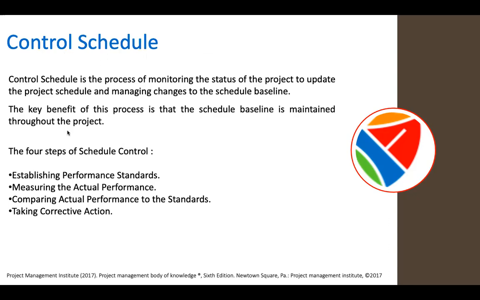Next is control schedule. Control schedule is the process of monitoring the status of the project to update the project schedule and managing changes to the schedule baseline. The key benefit of the process is that the schedule baseline is maintained throughout the project. The 4 steps of schedule control are establishing a performance standard, measuring the actual performance, comparing actual performance to the standard, and taking corrective actions. And what's the process here?